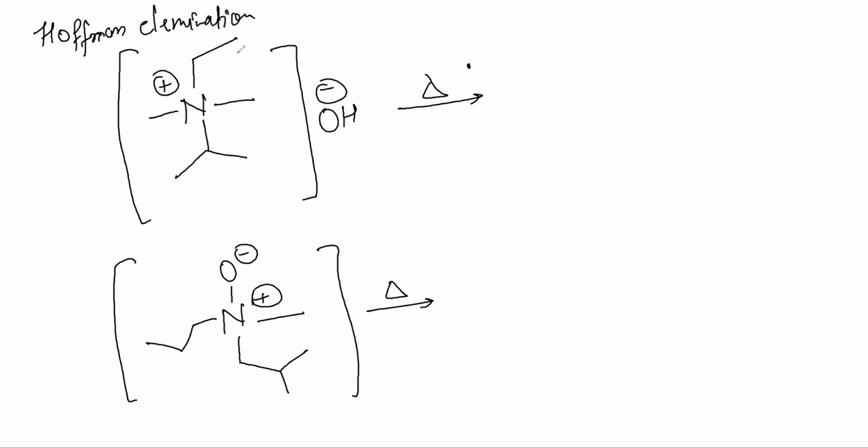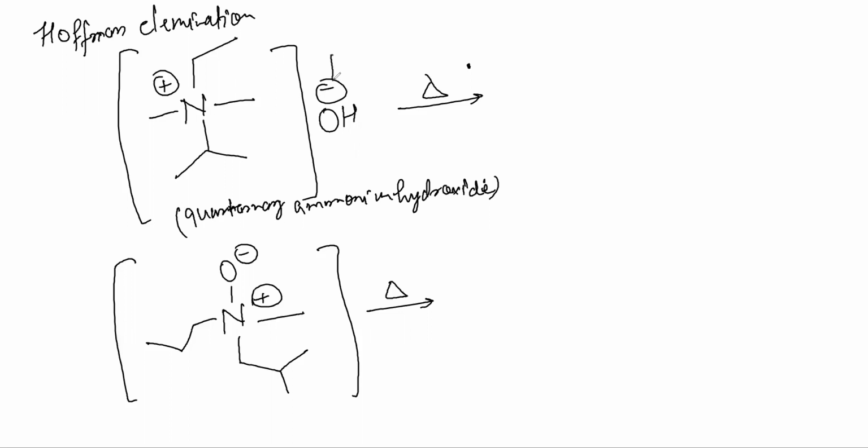Now what happens in Hoffman elimination? We call it quaternary ammonium hydroxide. Okay, why quaternary? Because nitrogen is making 4 bonds here. Ammonium, just like NH4 is ammonium ion, so similarly it is also ammonium ion, but here all 4 H have been replaced by your alkyl groups.